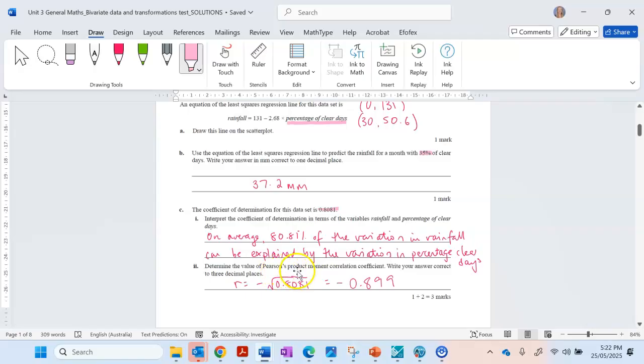Here it does say Pearson's product moment correlation coefficient. That's just the fancy name for R. We just see it as the correlation coefficient.